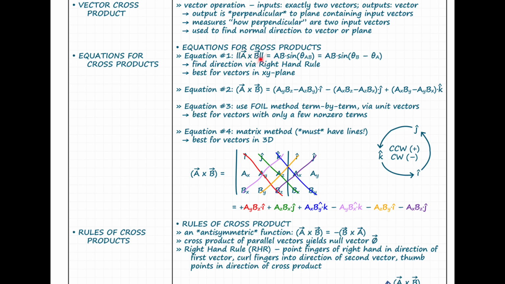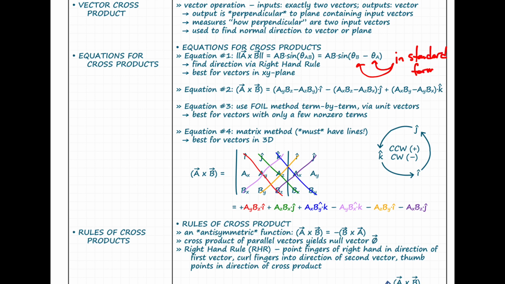So this is finding the absolute value, the magnitude of our vector cross product. And the magnitude of our vector cross product is the magnitude of the first vector times the magnitude of the second vector times the sine of the angle between those two vectors. So again, it would be the magnitude of vector A times the magnitude of vector B times the sine of the angle of B minus the angle of A. And notice here that these two directions are in standard form.